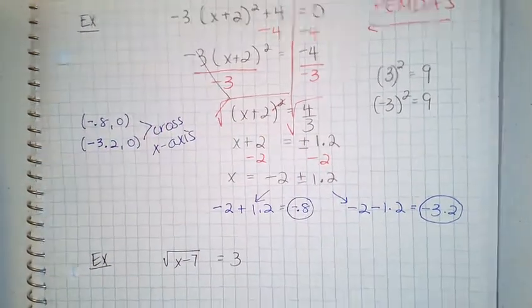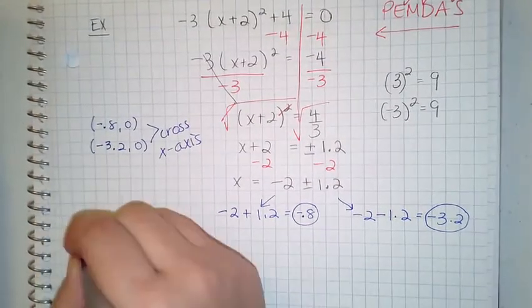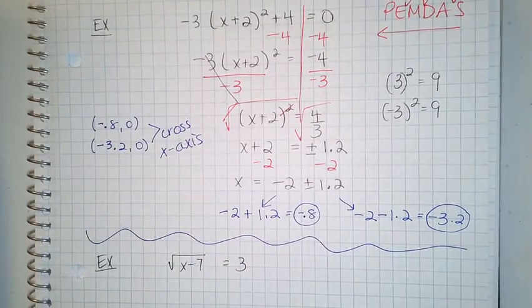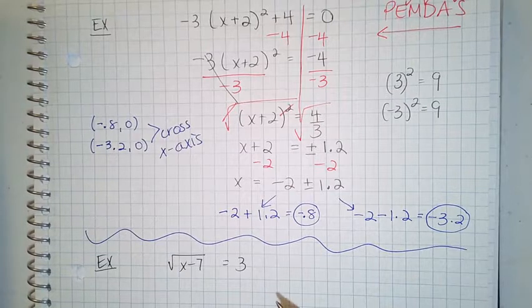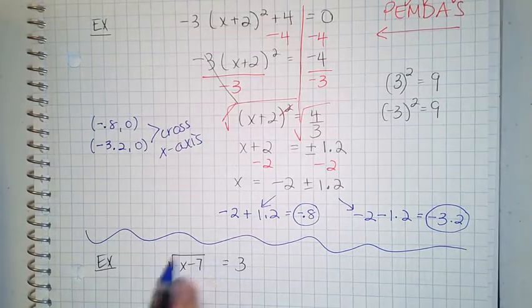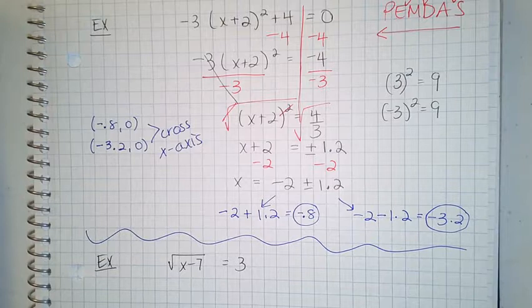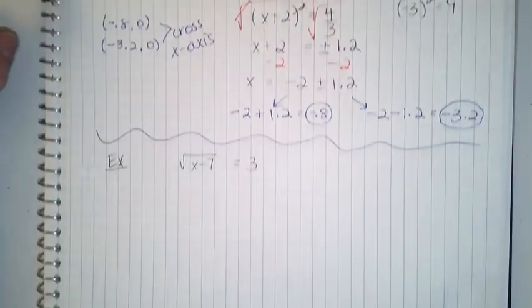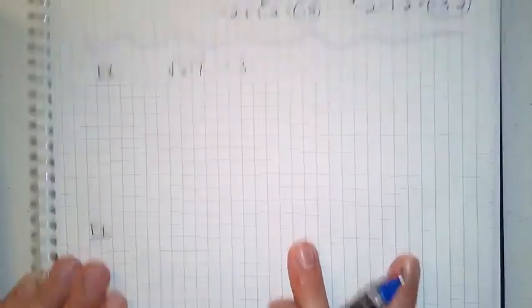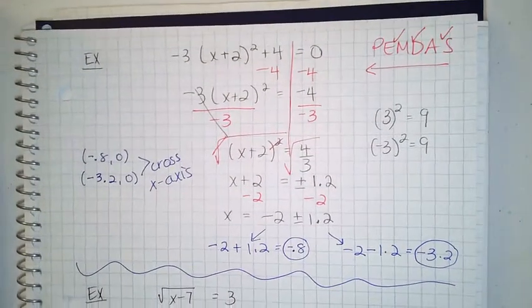Okay, so that's a quadratic equation. Now, let's go ahead and try a radical. So here's an example of a radical, okay? And it doesn't have too much going on if we really think about how complex this problem was.